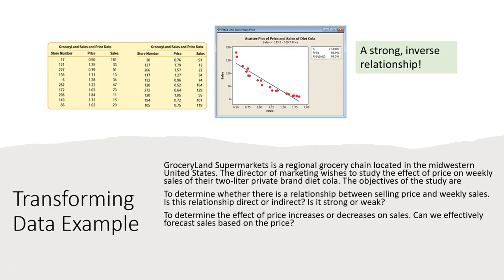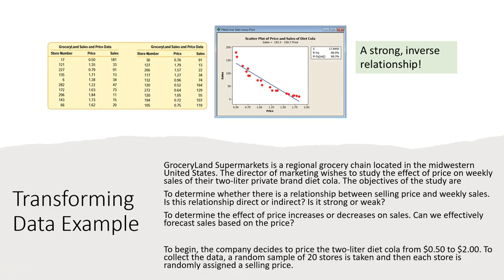Here what we need to start with is to decide what's going on. It looks like we have a strong relationship between our two variables. Based on our output, the coefficient of determination is 88.9%. So remember, this means that 88.9% of the variation in sales is accounted for by the variation in price. But be careful, because if we look at our scatter plot, we see that the relationship's not quite linear. So that means we might need to transform our data.